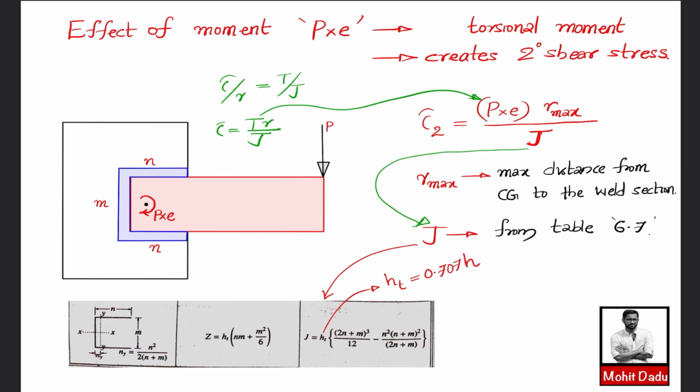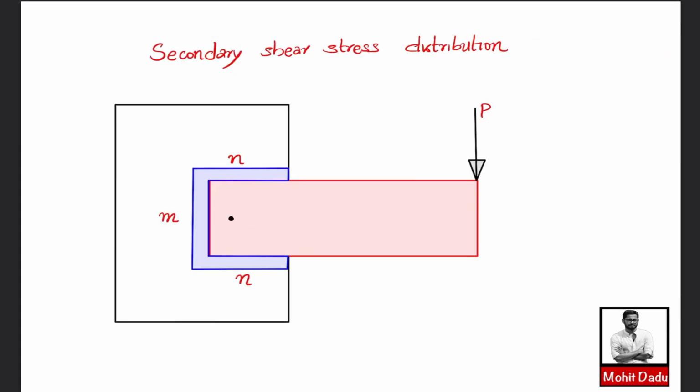Next I will be showing how to draw the secondary shear stress distribution. We have the point located at the maximum distance, and this is also another point. I'll call this point A and this point B. To obtain the R max, you can connect this by a straight line. This gives you RA, which is a maximum, and the next maximum distance to the point B is RB, which is also the maximum.